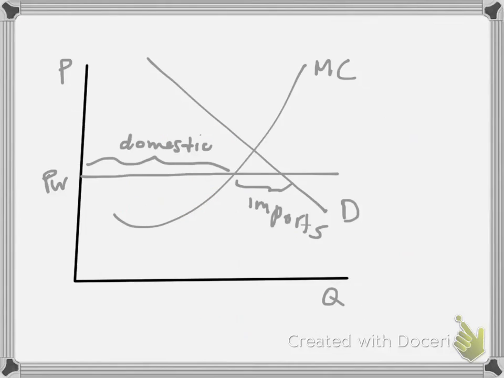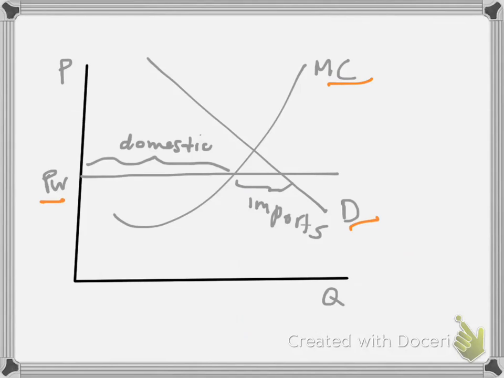Let's look and see what happens when there's international trade. When there's international trade, we still have the same demand curve, the same marginal cost curve, but now we have the world price, and at that world price, consumers can import as much as they like, so the monopolist can no longer charge a price higher than the world price because everybody would just buy from the world market. They would just buy the imports.